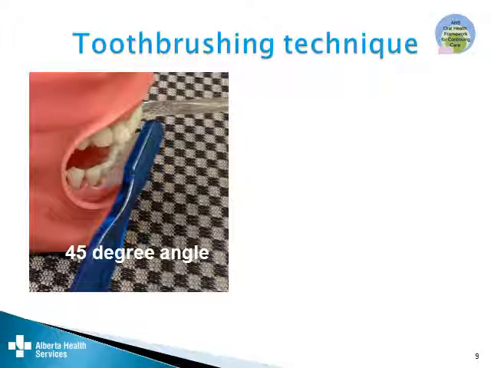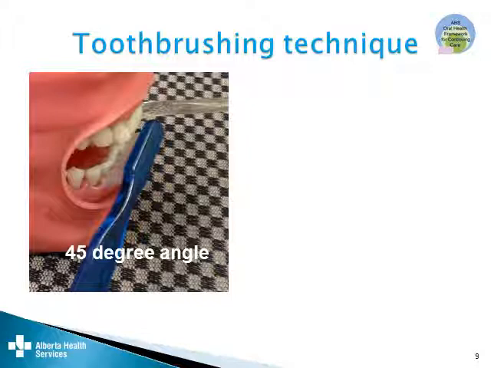Toothbrushing reduces food debris. It reduces plaque, which is a sticky layer of bacteria or germs. It restores the gum tissue to a healthier state by massaging the gums. And it prevents diseases, including cavities in the teeth, gum disease like gingivitis, and lung problems or aspiration pneumonia. We emphasize two things, the angle of the brush and the motion of the brush.